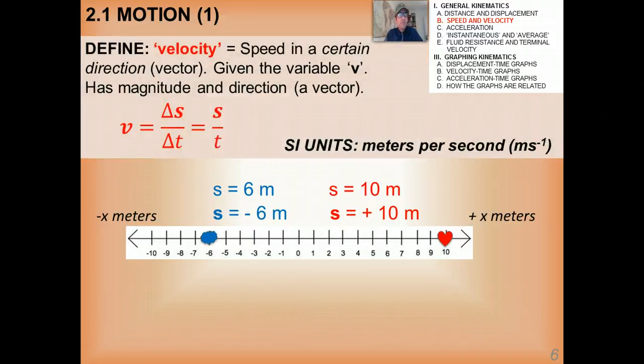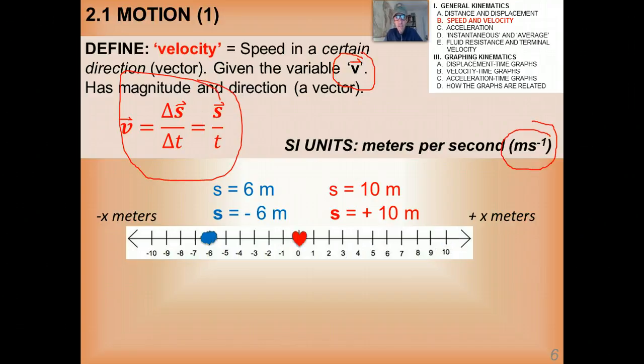So velocity is just speed in a certain direction. It's a vector, given the variable v as a vector, which is boldface type if you're typing it. The only thing different between this equation and the one before is that now I have vectors. v is a vector, and I'm using displacement over time instead of distance over time. Units are still meters per second, so don't worry about that.